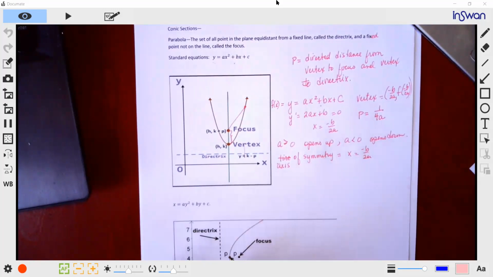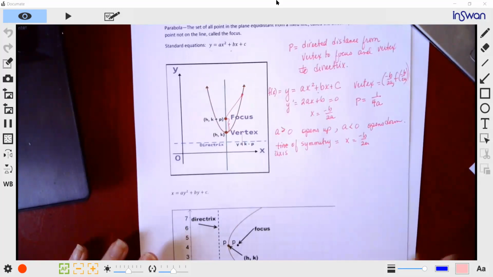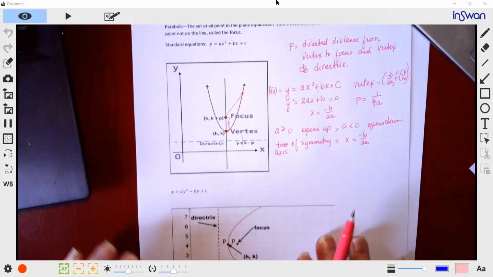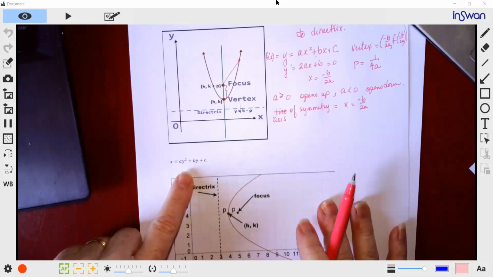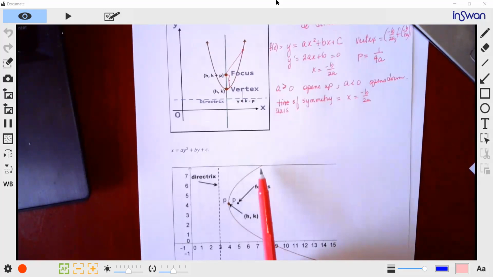Now, on the flip side of that, if you have a parabola or a quadratic function in y, instead of being a parabola that opens up or down, it's going to open sideways. Okay. Still find the vertex the same way, but when you set the derivative equal to 0, you would actually be finding the y coordinate of the vertex.